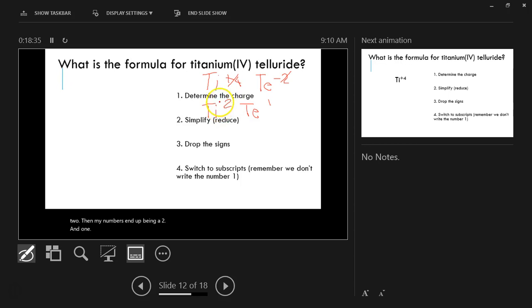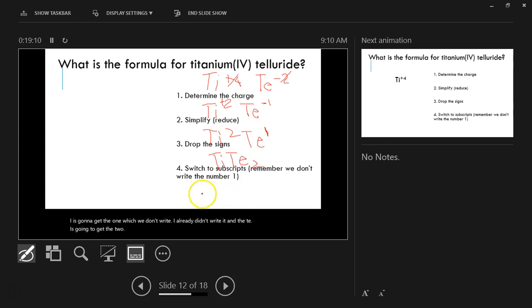Drop the signs. Okay, so you'll notice I kind of prematurely did that because I know what the next step is. I'm not going to have any signs in my compound name. My formula doesn't have pluses or minuses in it, so never have pluses or minuses. So then the switch to subscripts. The Ti is going to get the 1, which we don't write. I already didn't write it. And the Te is going to get the 2.